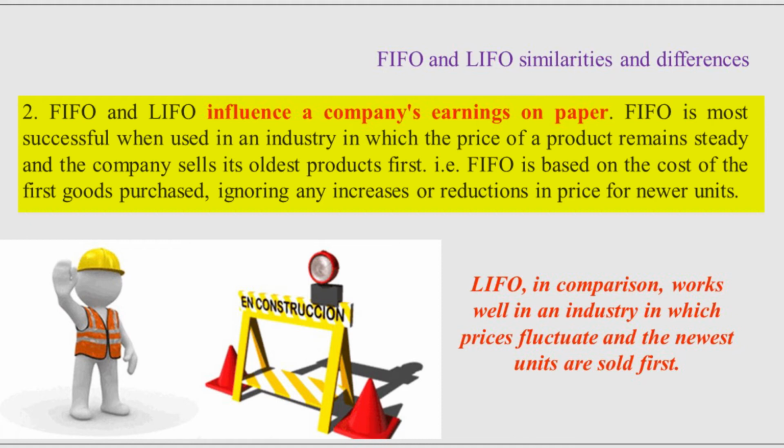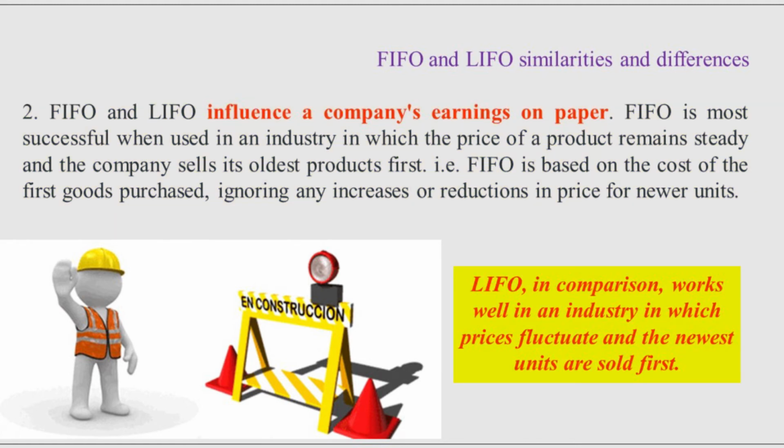FIFO is most successful when used in an industry in which the price of a product remains steady and the company sells its oldest products first. That is, FIFO is based on the cost of the first goods purchased, ignoring any increases or reductions in price for newer units. LIFO, in comparison, works well in an industry in which prices fluctuate and the newest units are sold first.